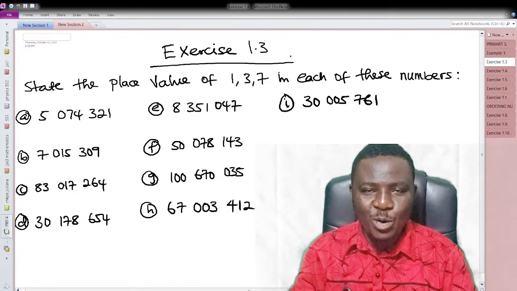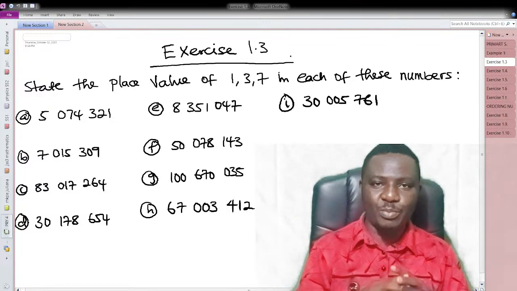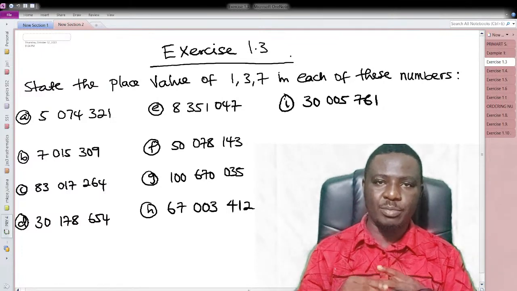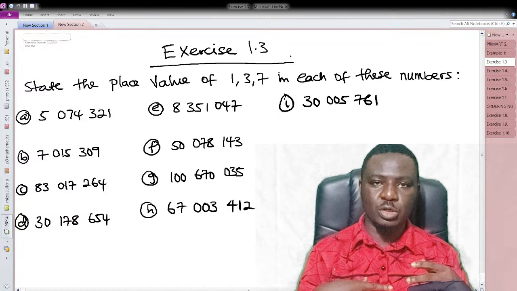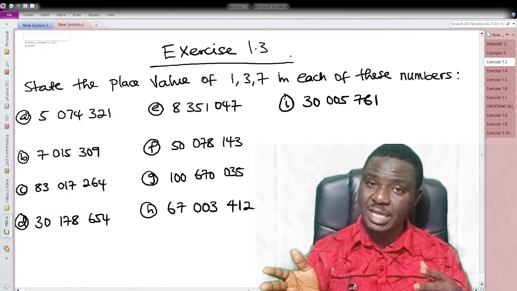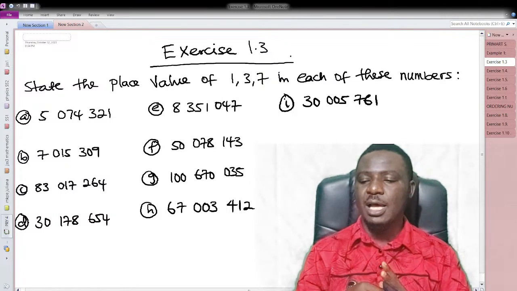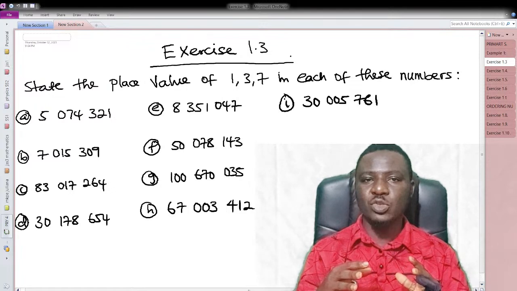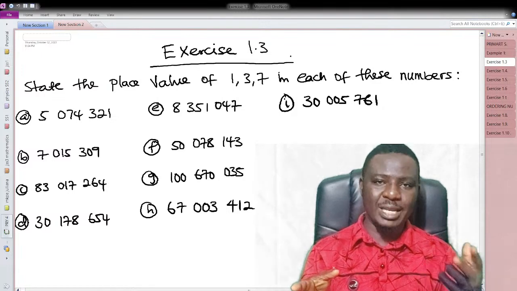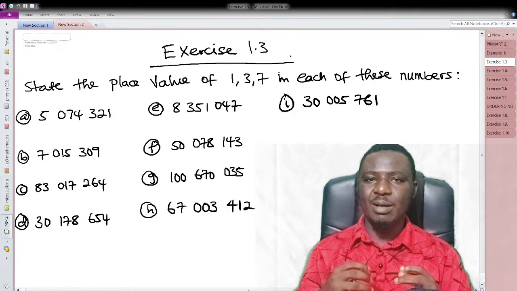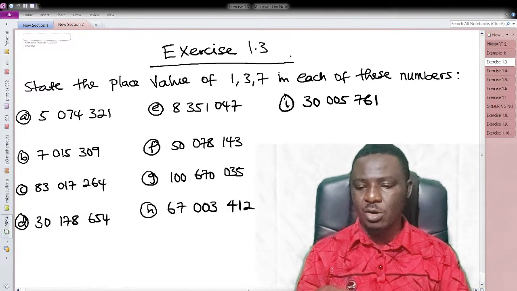Ralph, good evening and welcome to today's class. Today's class is a continuation of our previous classes on whole numbers, counting in millions, tens, hundreds of thousands to millions, billions, and trillions. And we have seen how to count from hundreds of thousands to millions to billions. We also looked at place values of numbers and we did some exercises on that.